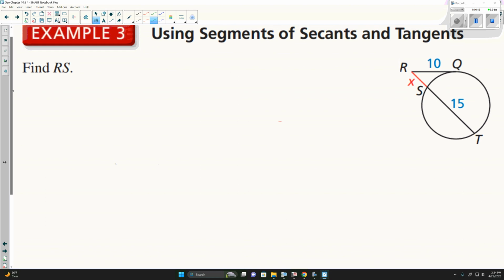Now if we look at this in one of the problems, we have this here. We want to find RS, the segment outside. Now what we're told is the tangent segment squared, so RQ squared, is equal to the exterior, RS, times RT, the whole. Tangent squared is equal to the exterior times the whole.